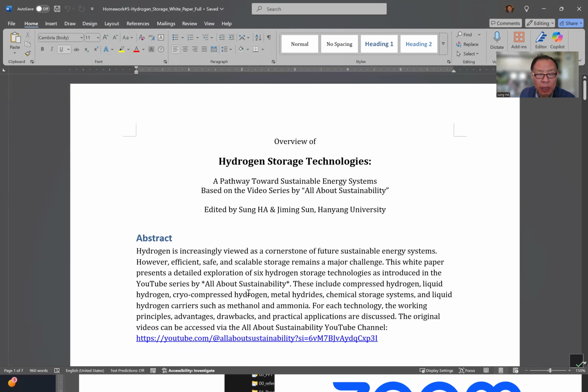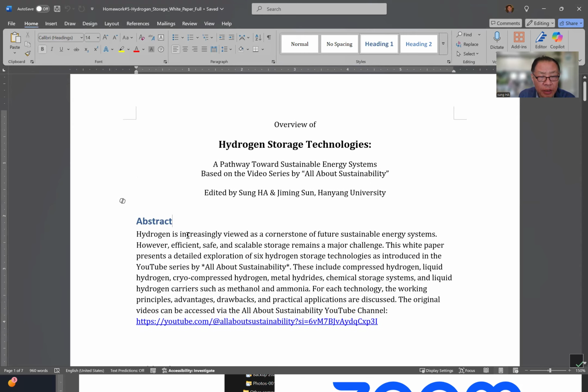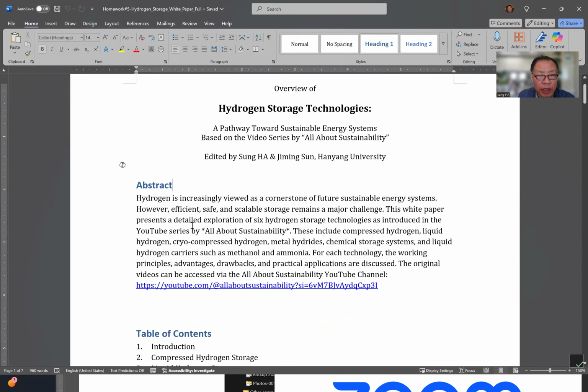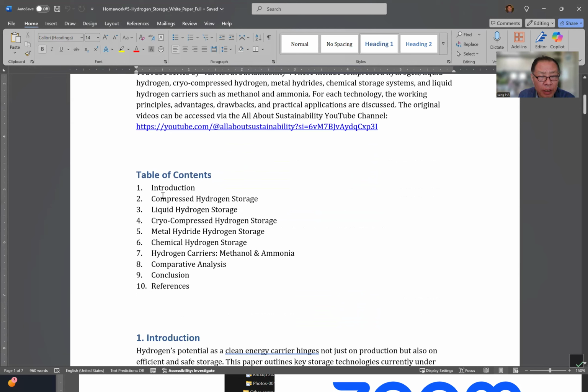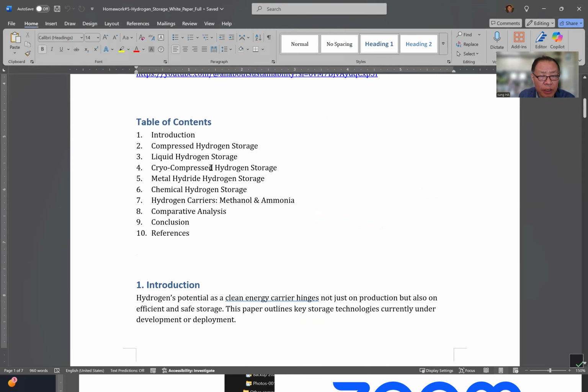Okay, this was a handout as a review of hydrogen storages. Well, it has a short abstract regarding this storage technology, but the main point, as shown here in the table of contents, there are several hydrogen storage methods. First one is the compressed hydrogen storage.